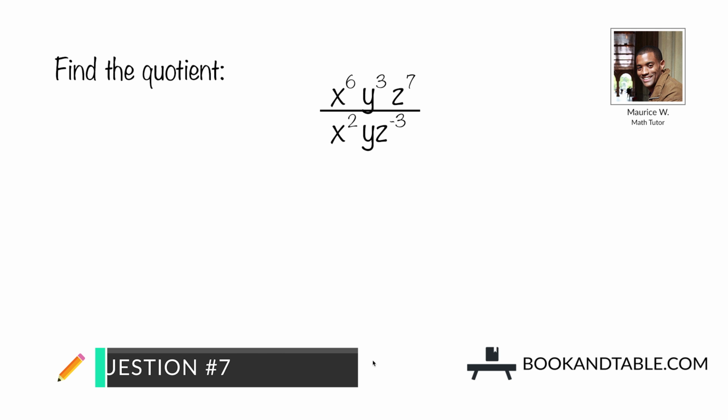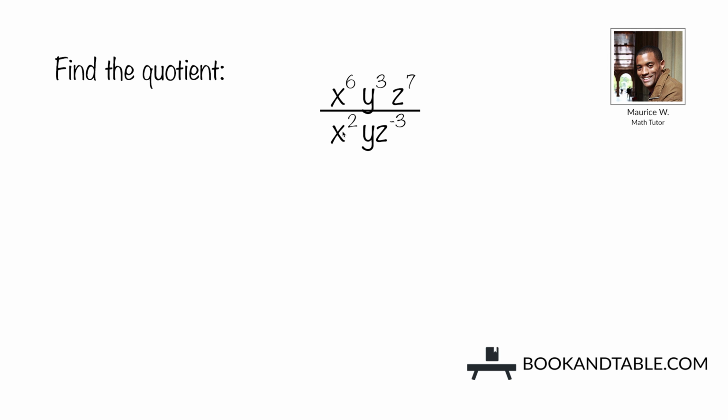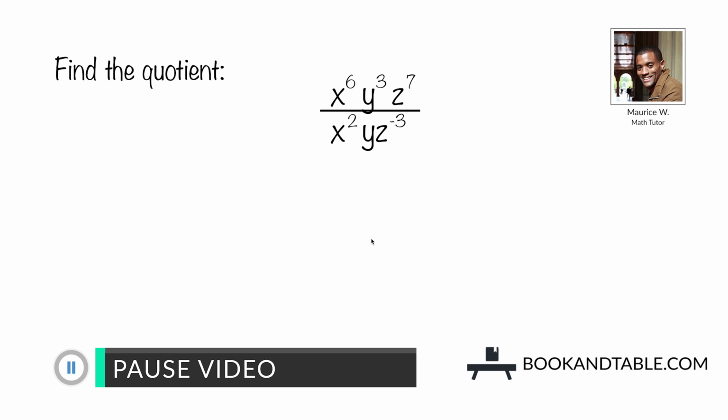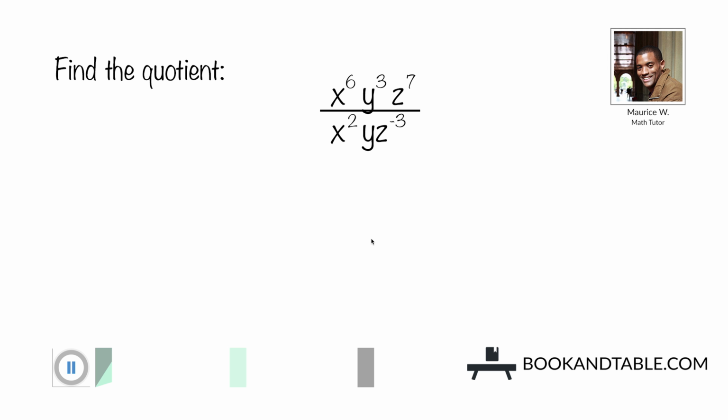Question number 7. Find the quotient of x to the 6th, y cubed, z to the 7th, divided by x squared, y, z to the negative 3. Pause the video, answer this question, and then press play when you are ready to begin.